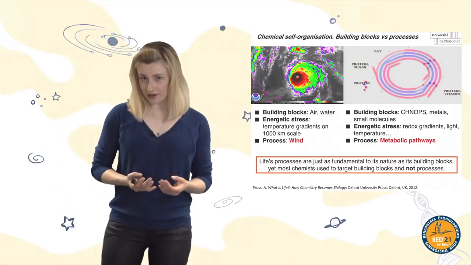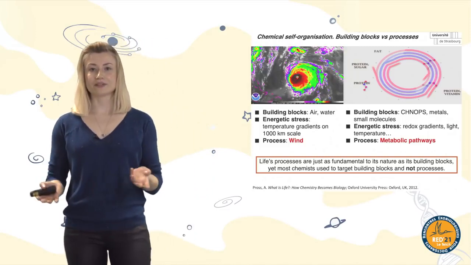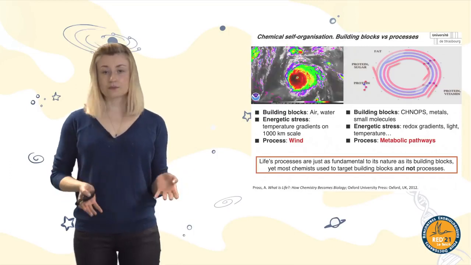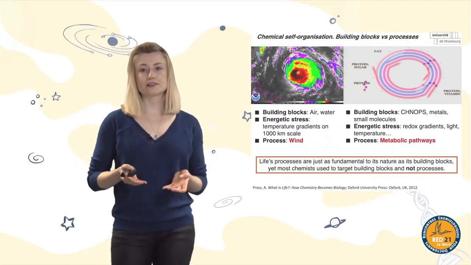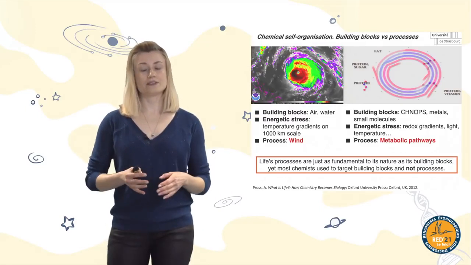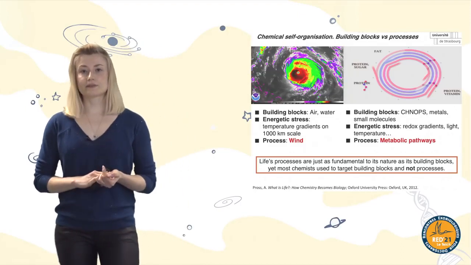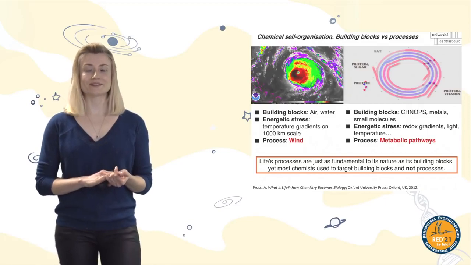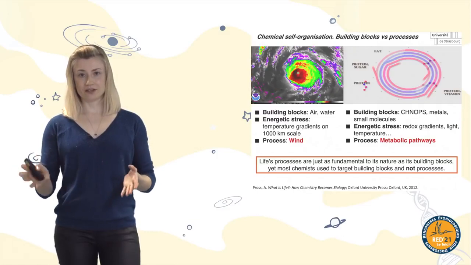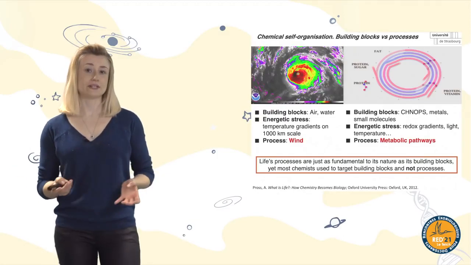So the building blocks of a hurricane are air and water. But obviously, it's not enough to take air and water, mix them together, and you don't obtain a hurricane right away. So what you need to have to obtain this vortex-like wind structure is an energy gradient. So, for example, a temperature gradient or a pressure gradient across a 100 or 1,000 kilometer scale. And only then, when you have these conditions fulfilled, you obtain a process which is called the wind.